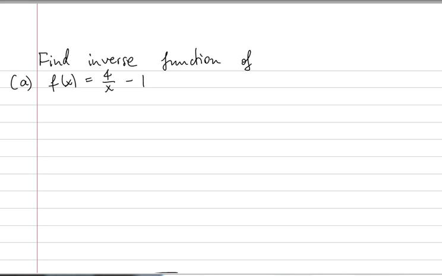To find an inverse function of something that's given, first we will rewrite this as y. So y is equal to 4 over x minus 1. That's what's given to us. To find the inverse function, you switch x and y, so you have x equals 4 over y minus 1. So solve for y.